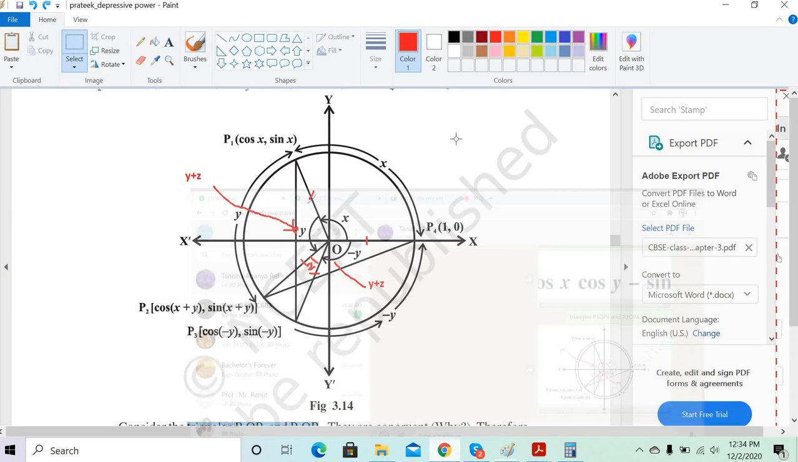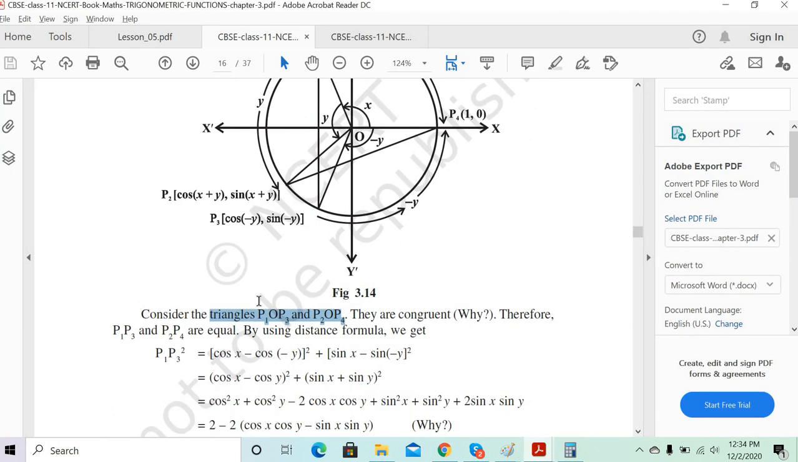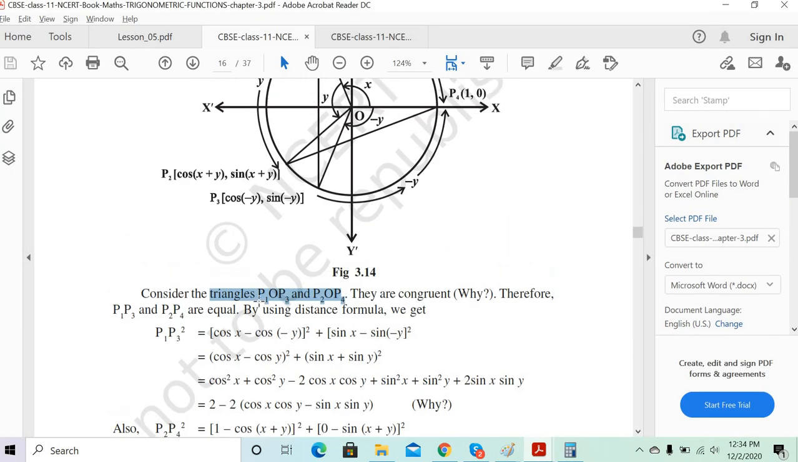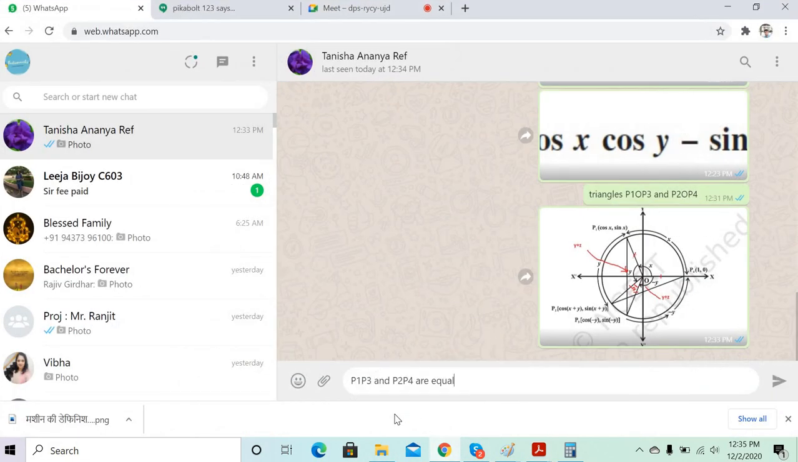Got it? So which congruency? SAS. Excellent. Understood now? So with SAS, can I say that P1P3 is equal to P2P4, CPCT? Yes, sir. Got it? Now we can say that P1P2 are equal, CPCT. That is your goal.